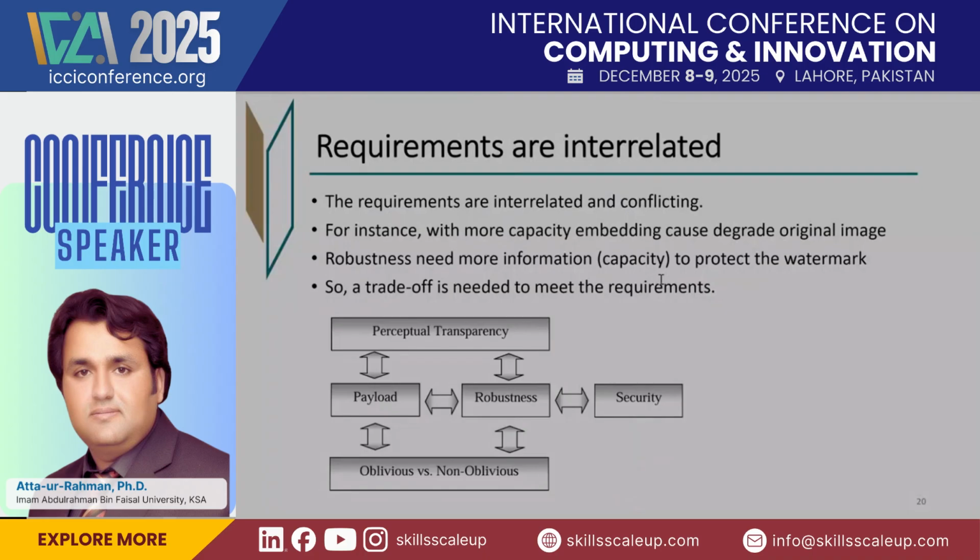So the requirements are interrelated. For instance, more capacity embedding causes degradation in the original image quality. Robustness needs more information in capacity to protect the watermark. So a trade-off is always needed to meet these requirements. Whenever we are talking about a watermark system, we have to actually make a complete pipeline where we can tell what we want and what we can obtain with a certain degree of trade-off. So what we are offering and what we want to obtain from the watermarking system.